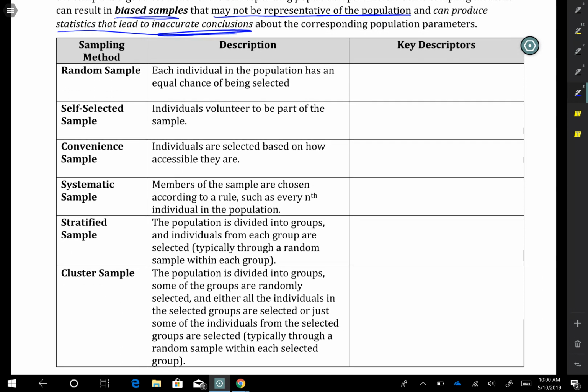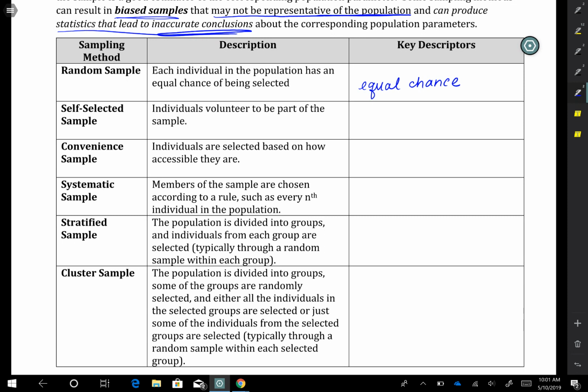The first sampling method is really the best because it's random. That's what it's called, random sample. And each individual in the population has an equal chance of being selected. So I have a column here that we're going to put some key descriptors. So we're going to put equal chance. It's basically like you could put numbers in a hat and randomly select them out. That would be a random sample.